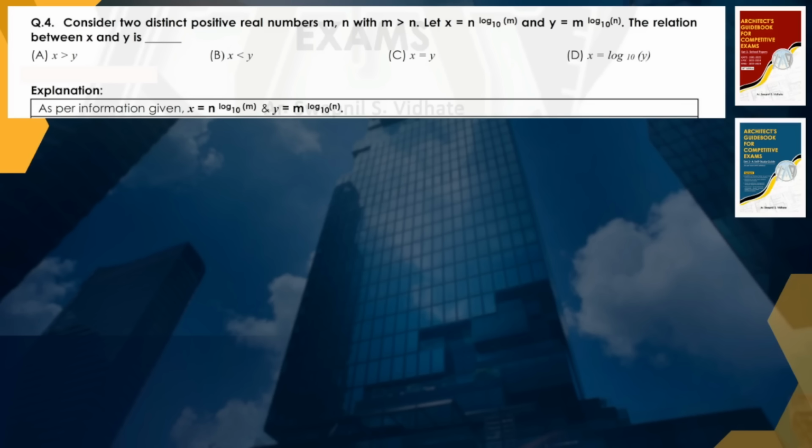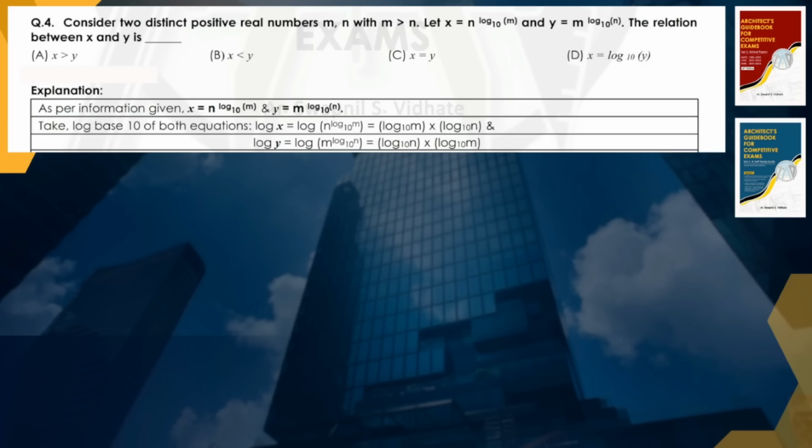So, as I have mentioned in the first video lecture in the preparation strategy, the questions related to logarithm, the basic rules of logarithm, have been repeating since the past few years. So you need to go thoroughly through the basic rules of logarithm. As per the information, x equal to n to the power log m to the base 10 and y is equal to m to the power log n to the base 10. So we will take log base 10 of both the equations.